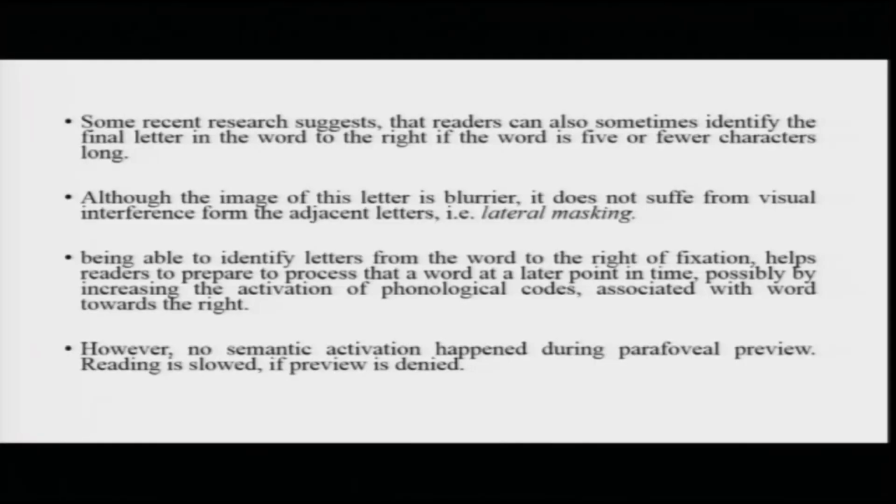Now there is some research that suggests that readers can sometimes identify the final letter of the word to the right, which is not what you are foveating, if the word is 5 or fewer characters long. For example, if the length is small and that area falls in the parafovea, you can actually tell us what the last letter of the next word is, which you are not really fixating. Although the image of this letter is much blurrier and not in your foveal vision, it does not suffer from visual interference from the adjacent letters, and this is called lateral masking. So you are still getting some information out of it.